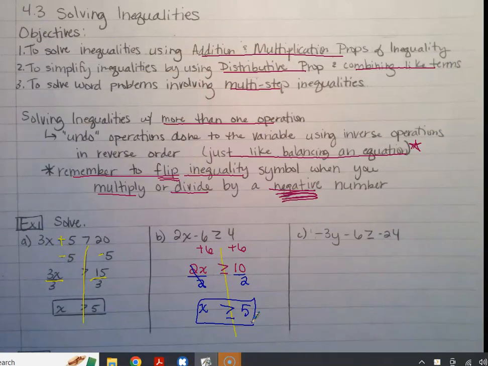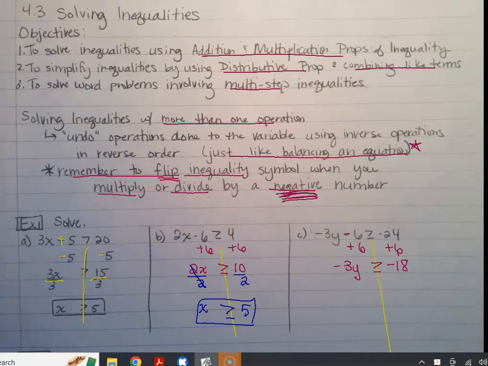All right, so let's look at the next one. Again, I'm just drawing this line for help. You don't have to do it, but for some people it's helpful. So negative 3y minus 6 is greater than or equal to negative 24. First step? Add 6, because we're undoing subtraction. Negative 3y is greater than or equal to negative 24 plus 6, which is negative 18. Very nice. Now what's being done?